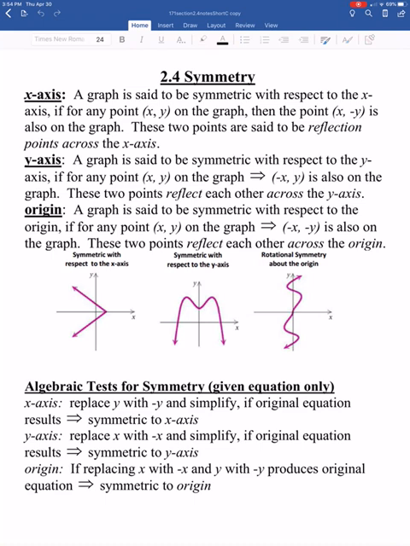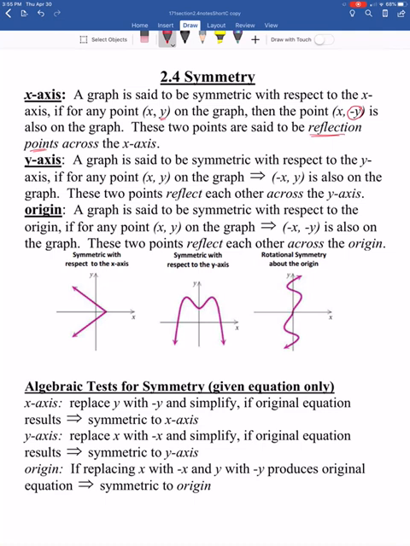Starting with the x-axis, a graph is said to be symmetric with respect to the x-axis if for any point, any ordered pair, say x and y, so we've got a point (x, y) on the graph, then the point (x, negative y) is also on that graph. So (x, y) gives us (x, negative y). These are what we call our reflection points with respect to the x-axis.